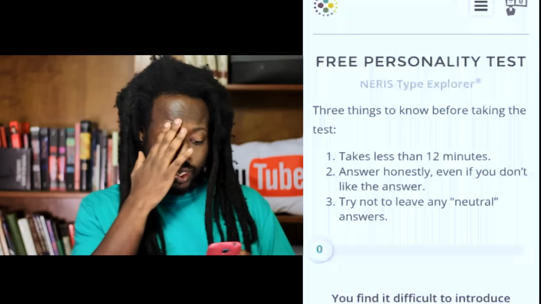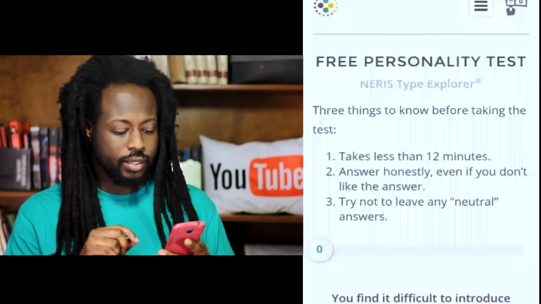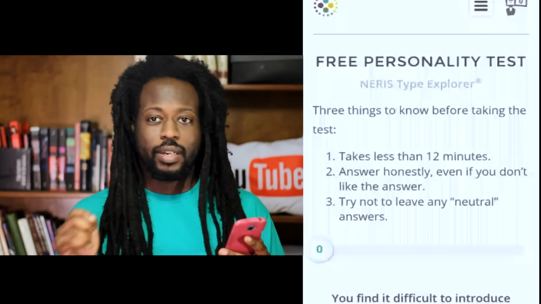So anyway, I'm just gonna do a quick little test on my phone just for fun, and we're gonna see what happens. Okay, free personality test. Notice it says Neris type. I guess that's their version of it. You can look it up. It's basically the same as MBTI. It's fine.